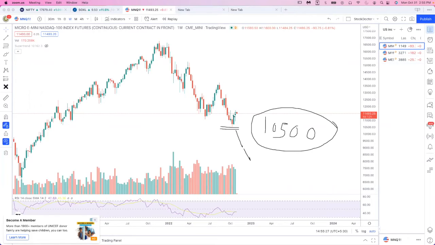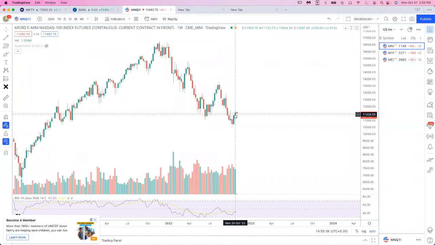It respected that after creating this bullish engulfing pattern. The market tried to come down, but it didn't reach that level and it started going up. Last week was the upside in the market, this green candle.